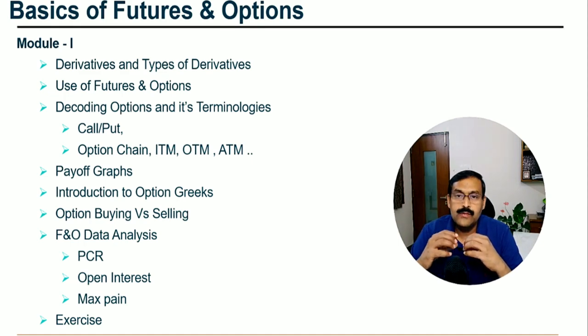I will be covering various payoff graphs and how to interpret those payoff graphs as well. We will also look at an introduction to option Greeks. We will see what is better, whether option buying or selling. After having understood all of these things about futures and options, we have to analyze the F&O data with respect to open interest, the PCR, and the max pain. I will be explaining clearly how to interpret the open interest as well. At the end, you will also have an exercise to test your knowledge.